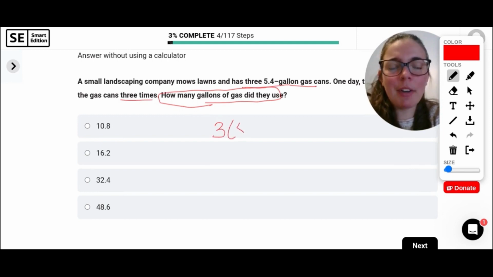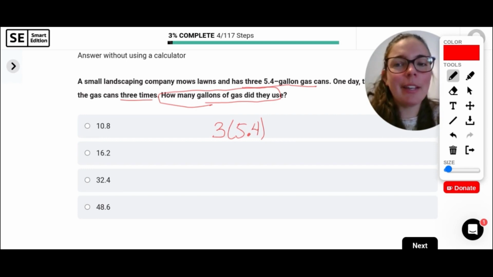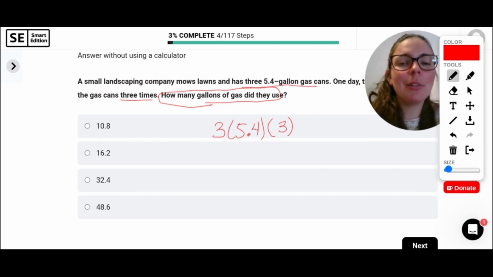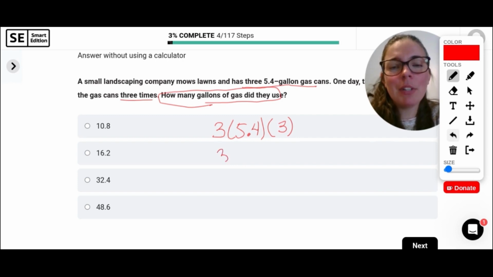So 3 times 5.4 would be the total amount of gas in those 3 gas cans. Then if we multiply it by 3 one more time, we would get the total that they needed to use since they had to fill up all those cans 3 times. When we are multiplying, we can actually do this in any order. Remember, multiplication has that commutative property. So I'm going to start by actually doing 3 times 3. I could essentially rewrite this as 3 times 3 times 5.4.